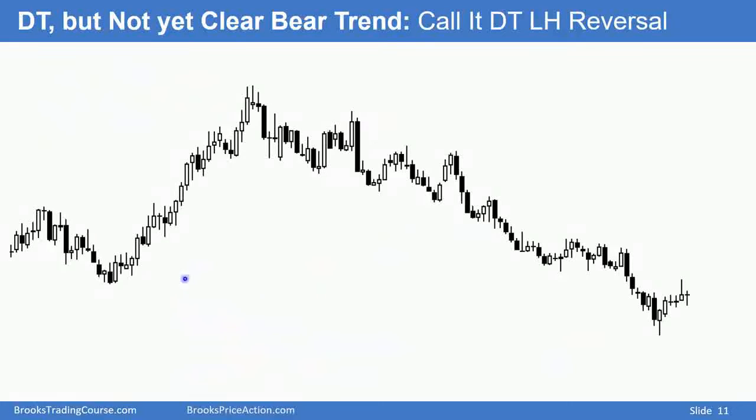Sometimes you get a double top in a bull trend, and maybe it's a bear trend, but it's not clear yet. It doesn't matter. You trade it the same way, whether it's a double top reversal or a double top bear flag. Here we have a bull trend, a bear breakout, lower high, major trend reversal, and it's also a double top, lower high, major trend reversal. So it doesn't matter if you want to say we're already in a bear trend and it's a double top bear flag. You can call it a double top reversal. Doesn't matter. You trade them the same.